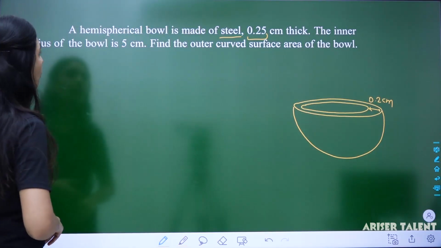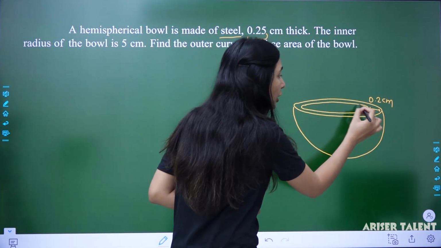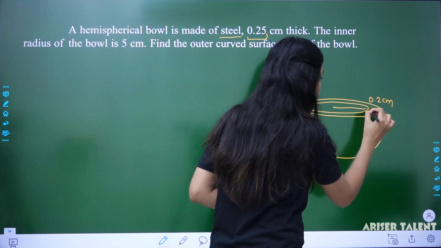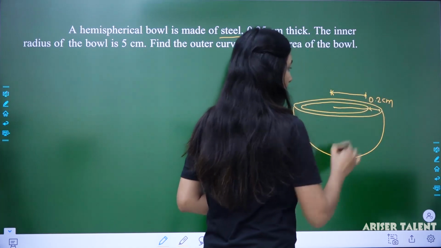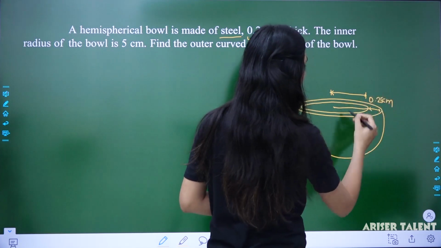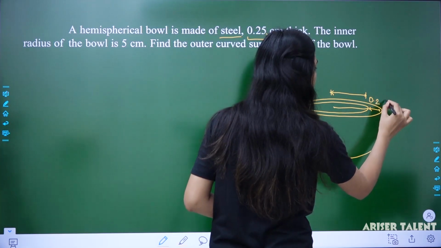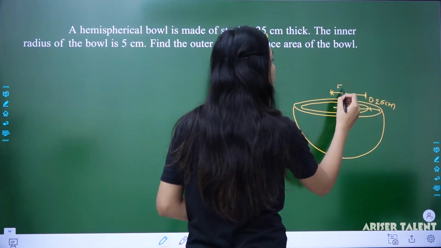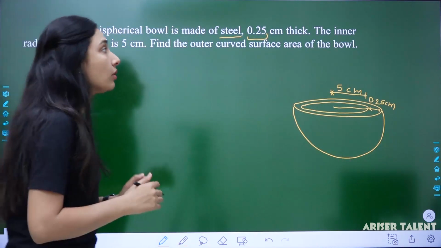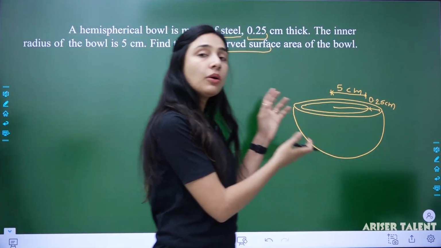Okay, the inner radius of the ball is 5 centimeters. Now, inner radius it's talking about, so we'll be talking about this inner boundary. Okay, so if this is the center, then this side will be what? That was 0.25. Okay, so correct it here, 0.25 centimeters. And here it was given 5 centimeters. Now find out the outer curved surface area of the ball. Radius is given of inner curved surface area, but asked about the outer surface area.